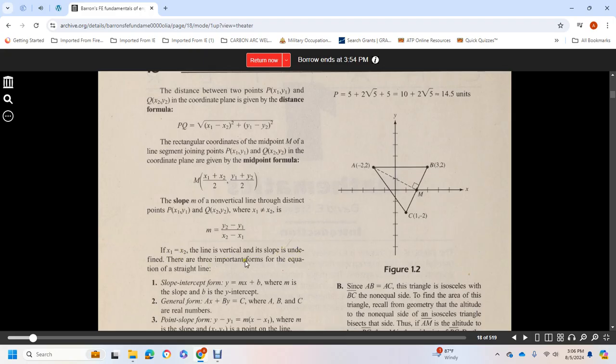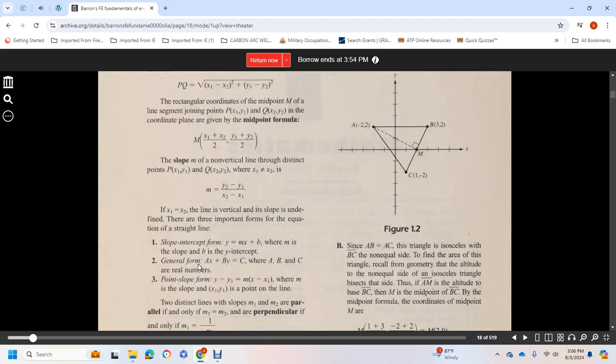There are three important forms of the equation of a straight line. Slope-intercept form: y equals mx plus b, where m is the slope and b is the y-intercept. General form: ax plus by is equal to c, where a, b, and c are real numbers. Point-slope form: y minus y1 is equal to m times x minus x1, where m is the slope and (x1, y1) is a point on the line.